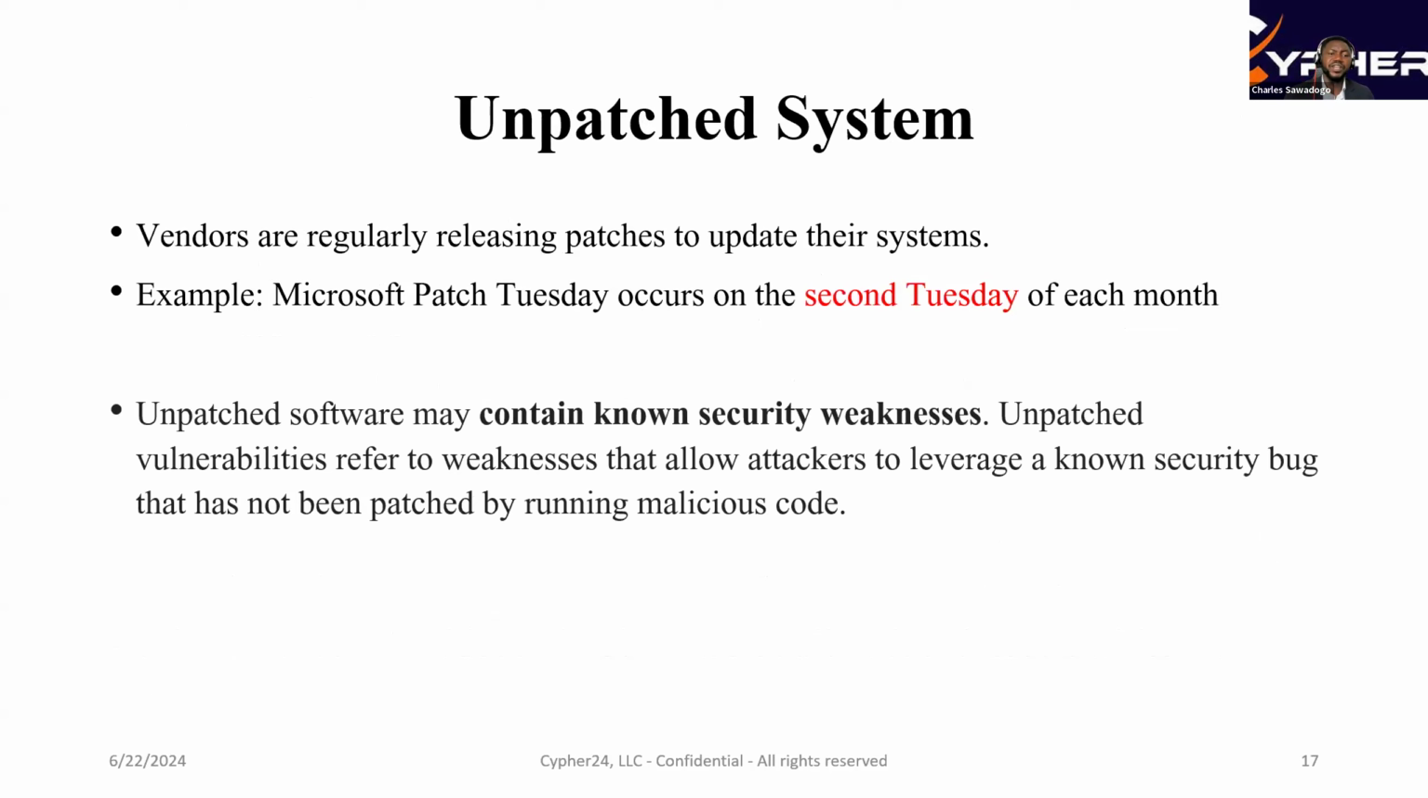Patch systems. Vendors are regularly releasing patches to update their systems. For example, Microsoft Patch Tuesday occurs on the second Tuesday of every month. Unpatched software may contain known security weaknesses, and patch vulnerabilities refer to weaknesses that allow attackers to leverage a known security bug that has not been patched by running malicious code.